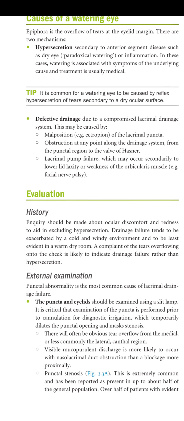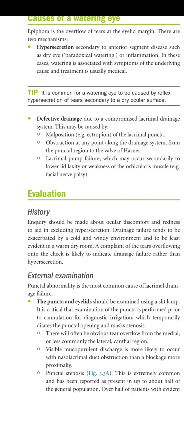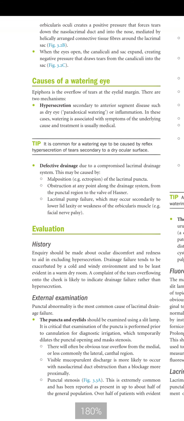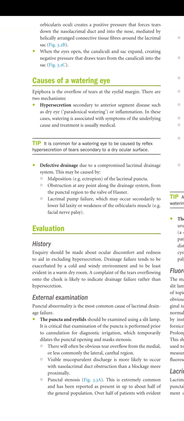Evaluation: history inquiry should be made about ocular discomfort and redness to aid in excluding hypersecretion. Drainage failure tends to be exacerbated by a cold and windy environment, and to be least evident in a warm, dry room. A complaint of tears overflowing onto the cheek is likely to indicate drainage failure rather than hypersecretion. So basically, you have to take the history of the patient, to know whether the problem is due to hypersecretion or due to a drainage defect.